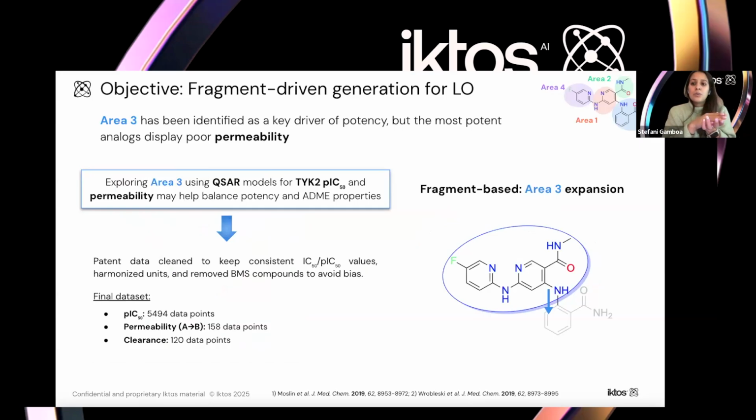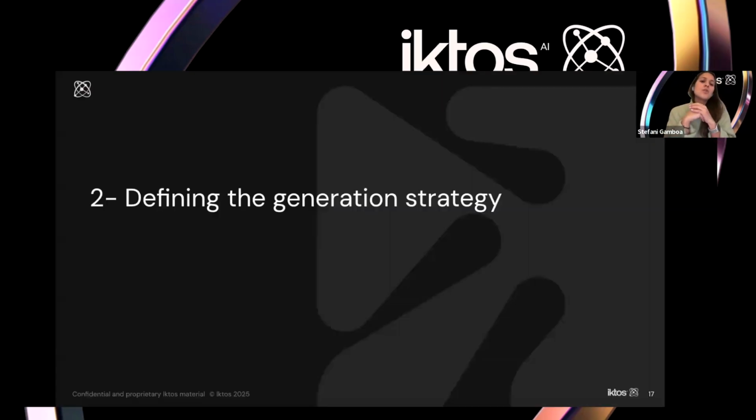So to do this, we rely on QSAR models for TYK2 pIC50 and permeability built from clean and harmonized datasets. This allowed us to evaluate modifications in area 3 only from a 2D perspective while simultaneously optimizing multiple key properties. So let's now move into the design phase and see how we can translate all these previous insights into an AI-driven generation strategy.